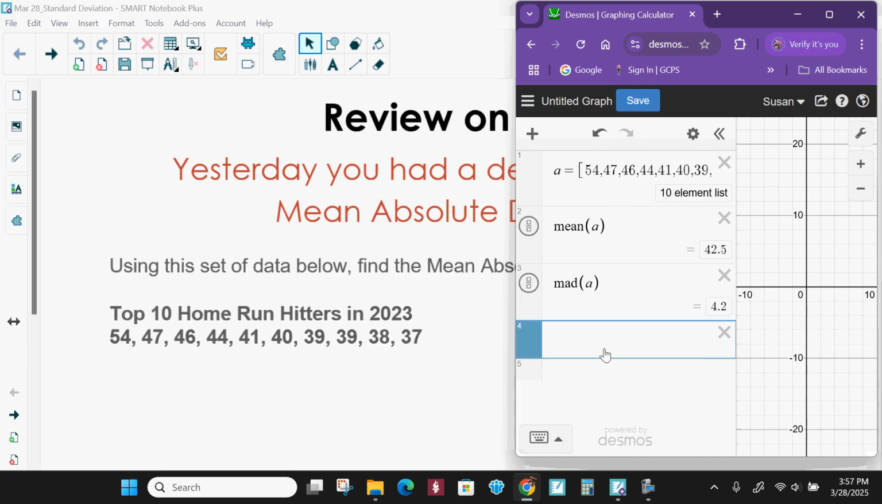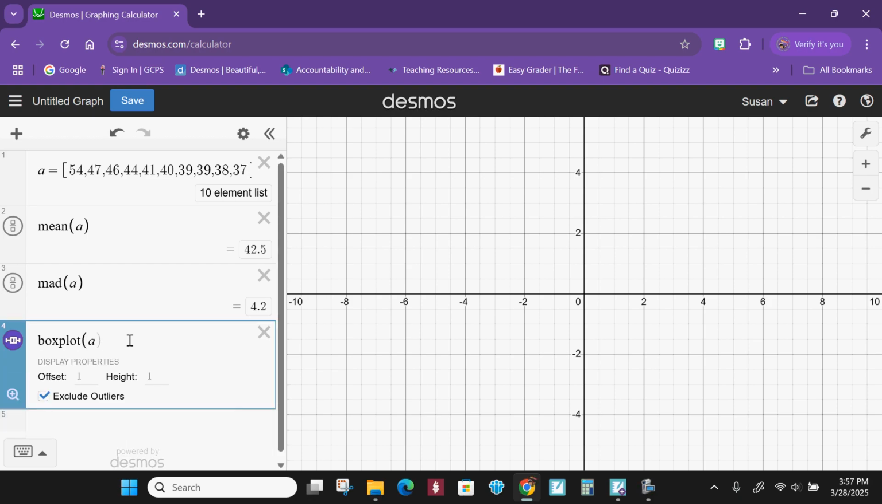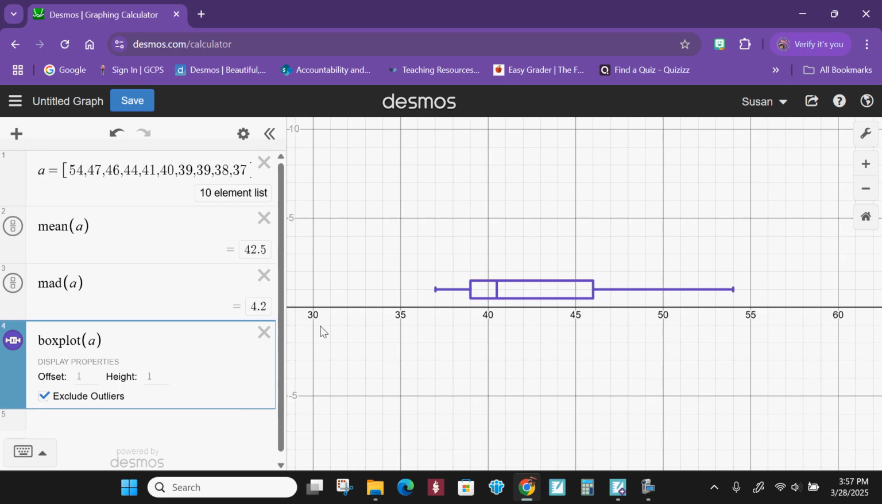Okay, now on your assignment yesterday, you also had to create some box plots. So I want to make sure you remember how to do that on Desmos. So remember, you just type in the word box plot, and again, put your letter. Now, if you'll notice, it doesn't show up on the grid. So remember, that's where the zoom fit comes in, that little magnifying glass, and now you can see the box plot for our numbers. You could also do this with a dot plot.